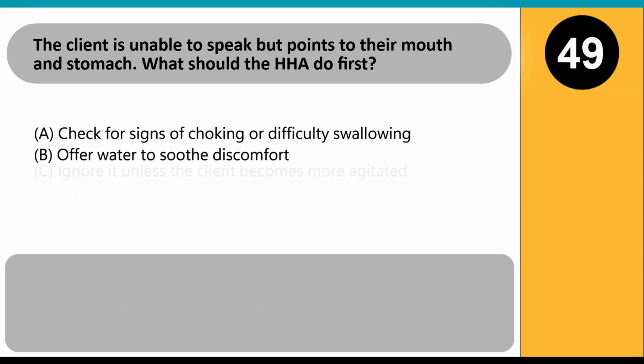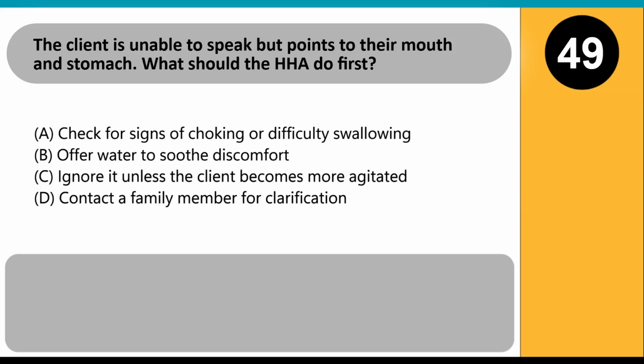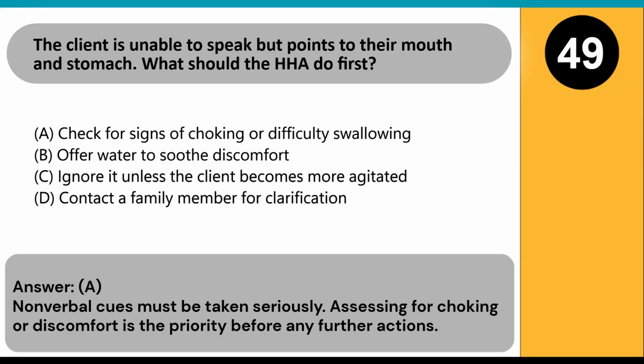The client is unable to speak but points to their mouth and stomach. What should the HHA do first? A. Check for signs of choking or difficulty swallowing. B. Offer water to soothe discomfort. C. Ignore it unless the client becomes more agitated. D. Contact a family member for clarification. Answer: A. Nonverbal cues must be taken seriously. Assessing for choking or discomfort is the priority before any further actions.